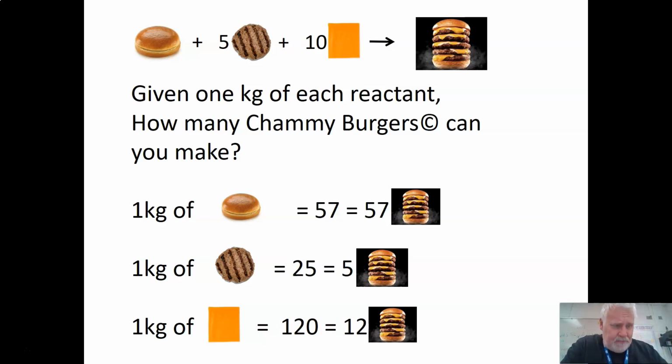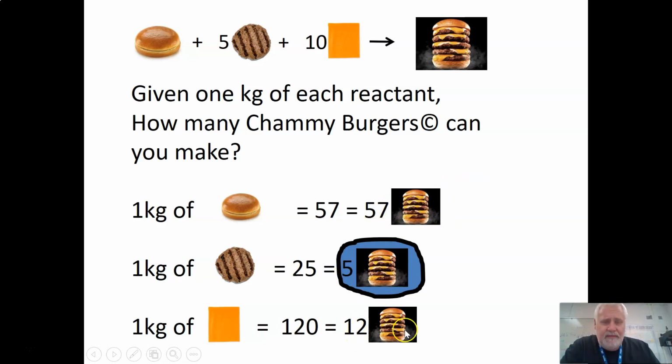Well, so only one of these answers can be right, and of course the one that's going to be right is this one right here. You can make just 5 burgers because you're going to run out of, you don't have any meat after that. Who wants a Chammy burger with no meat? You want the 5 patties, not the 0 patties. So therefore that is your answer. So what we did is we calculated all the way through, and we said theoretically 57, theoretically 5, theoretically 12, and the answer is the least of those.